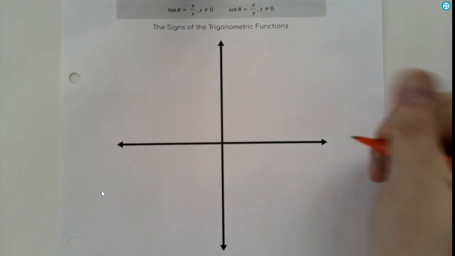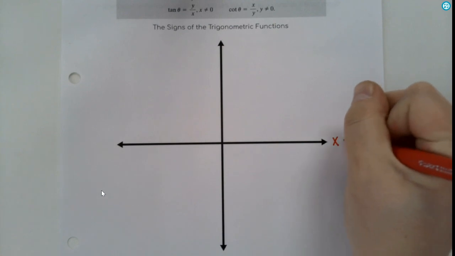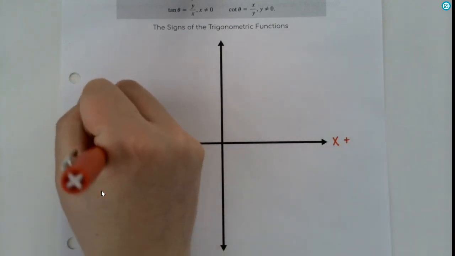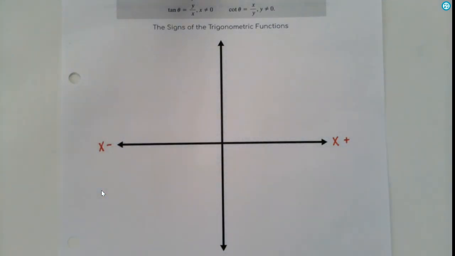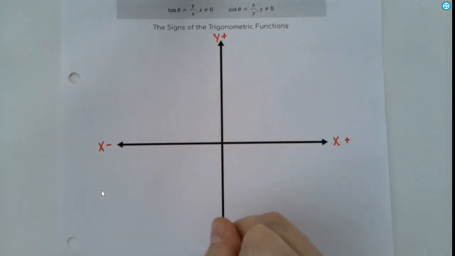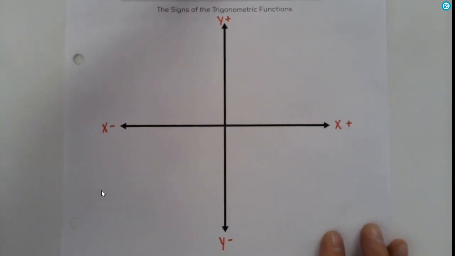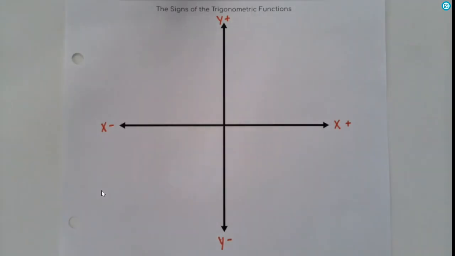Okay, so this is my x-axis. Over here, x is positive. Over here, x is negative. Up here, y is positive, and down here, y is negative. Okay, so we've got a coordinate plane. x and y can be positive or negative.